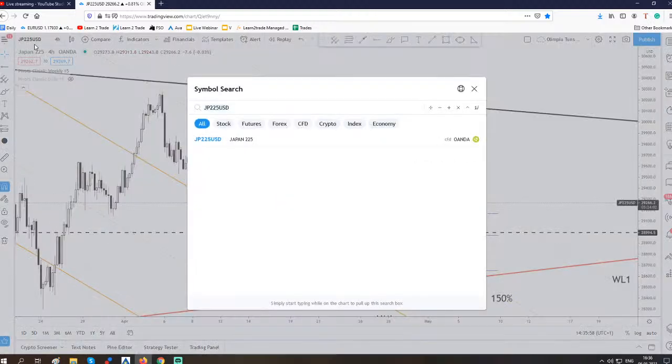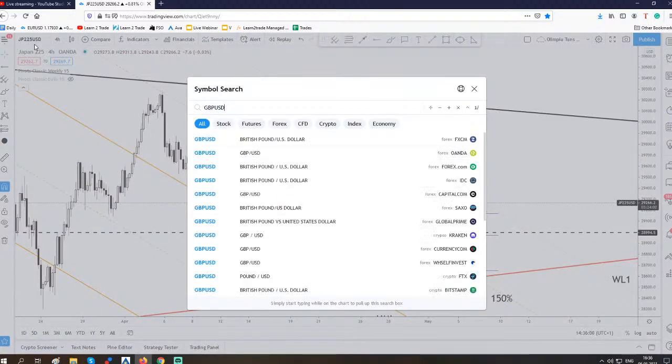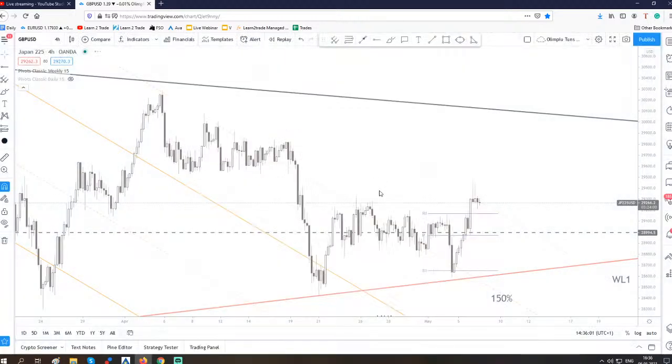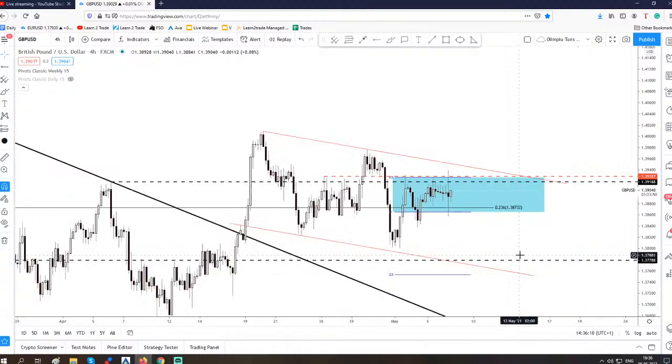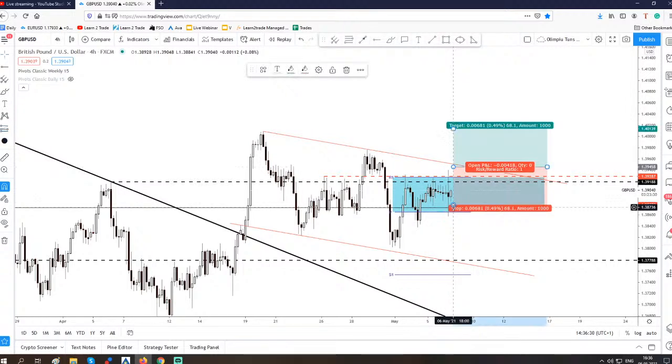Let's move forward and let's take a look here at the pound versus the US dollar, and let's place a trade here, and I will open a trade here for you guys, only for you guys, something like this.